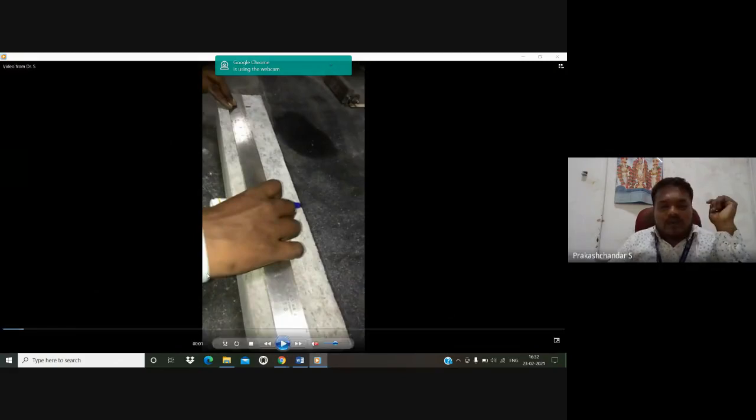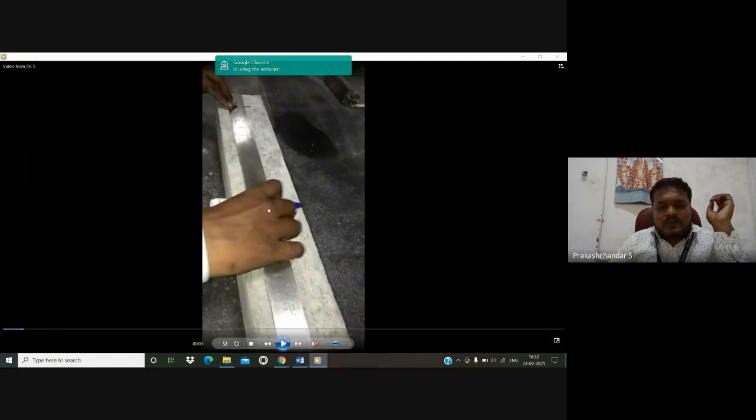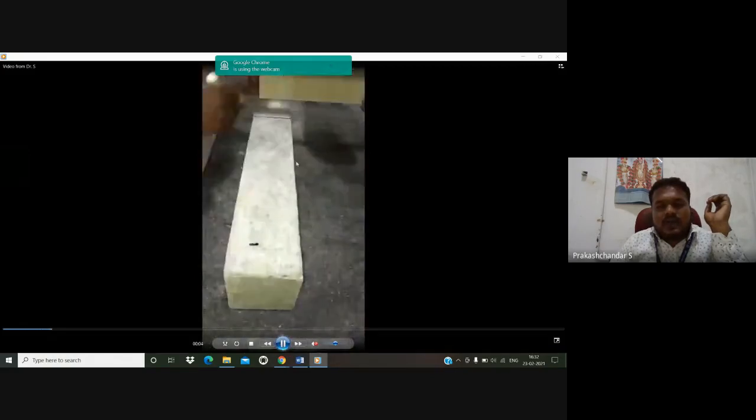So now the next video is for flexural strength of the concrete. As per ASTM, a prism is used. The prism size is 100 by 100 by 500. For 4-point loading, 50 mm on both sides is left for fixing the support. So 50 mm on both sides is marked, and you can draw the line.